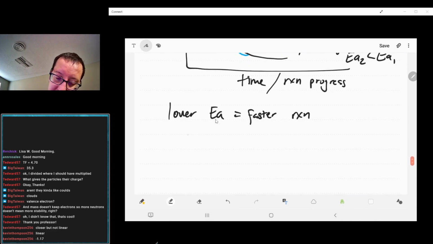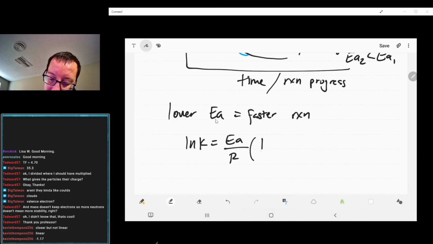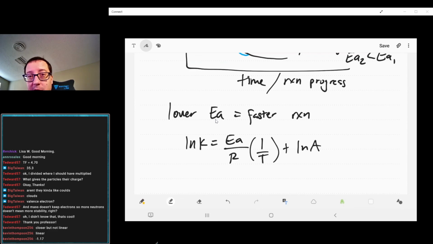Remember that we had our kind of general Arrhenius equation here. If we lower the EA, we're going to basically decrease the natural log of K, but that's going to increase our K overall. Because natural log is kind of the opposite, right? It changes exponential into the other way. So that's a good thing.